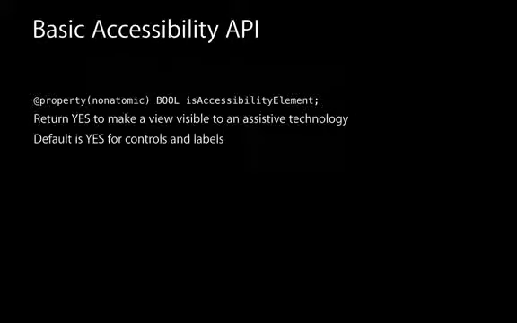The most important property you need to know is the isAccessibilityElement property. This is a Boolean that determines whether a view is visible to VoiceOver. By default, it returns yes for standard UIKit controls and labels, which is why even though we haven't done any semantic accessibility work in our app yet, a lot of the text is already visible to VoiceOver.